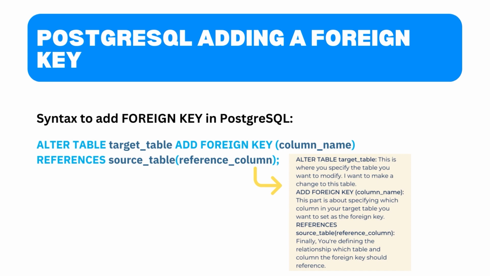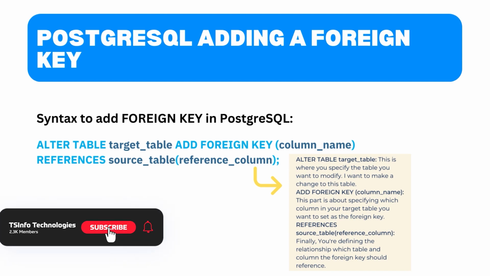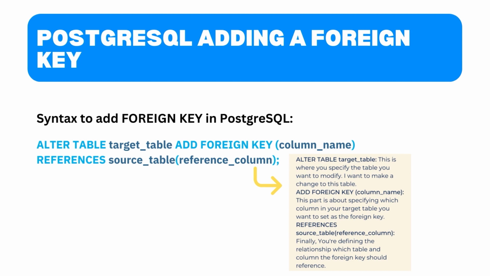ADD FOREIGN KEY (column_name). Here you are specifying which column in the target table you want to set as the foreign key. REFERENCES source_table (reference_column). This is where you define the relationship. You are telling PostgreSQL which table and column the foreign key should reference.